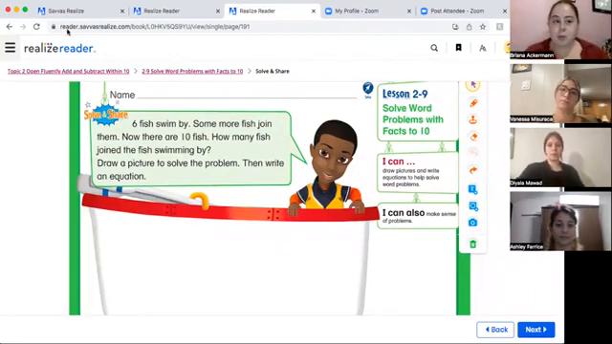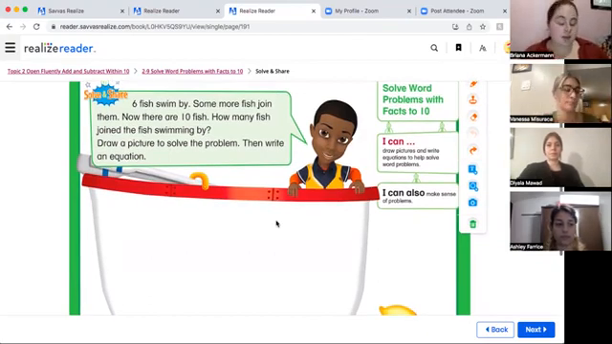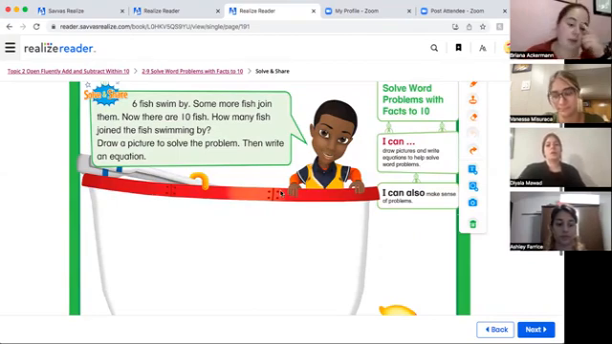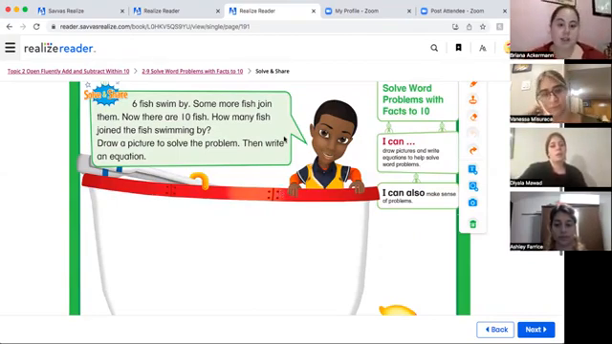Does anybody know what a word problem is? Vanessa? It's a problem that tells you a story. Absolutely, great answer. So just like we read stories in our reading lessons, we're going to read a story in our math lesson that gives us information to solve a problem. So I'm going to start by reading and then we'll come back to each sentence to look for important information.